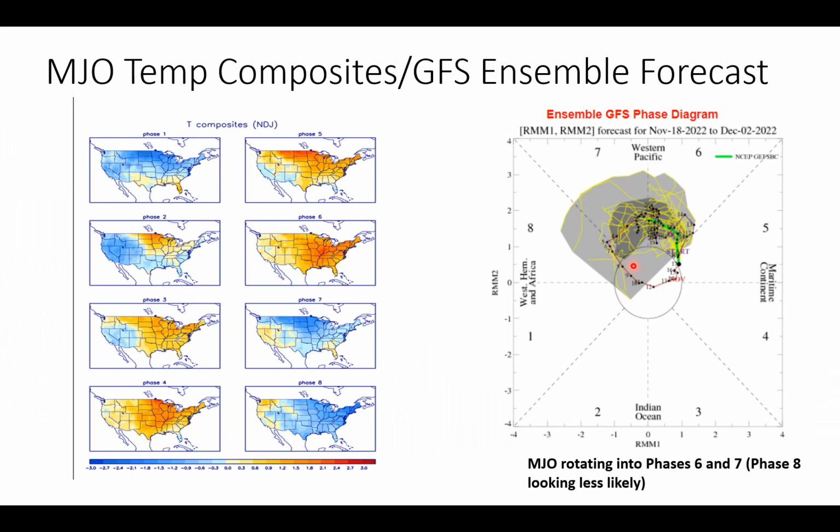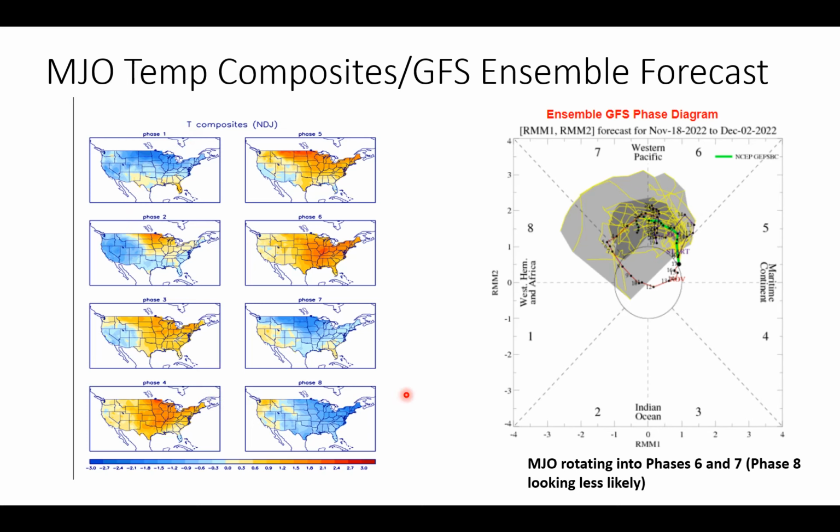Looking now at the Madden-Julian oscillation temperature composites for the months of November, December, and January. I will change these specifically when we get into the month of December, which we're not too far off from right now. But generally, I just wanted to show you what MJO phases correspond with above or below normal temperatures for the United States. The blue coloring indicating below normal temperatures, the orange coloring above normal temperatures for the months of November, December, and January.